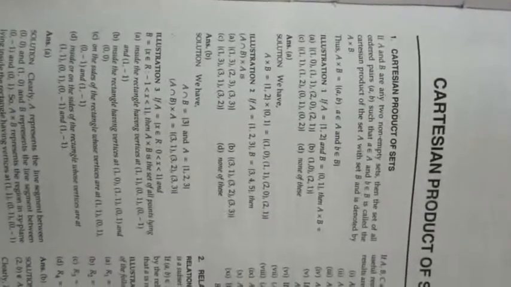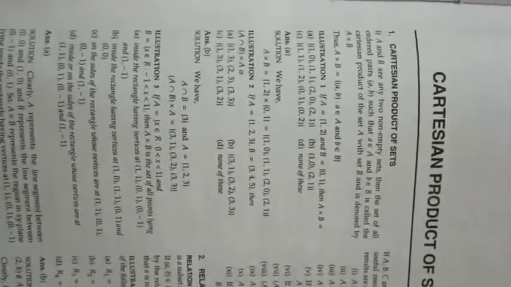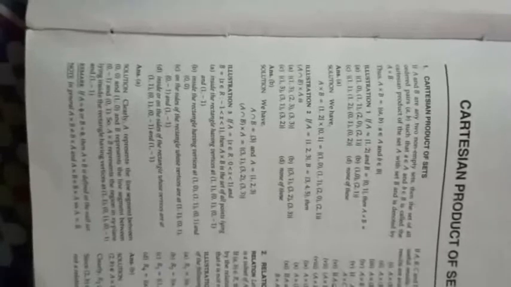Now A cross B is an empty set if and only if either A equals phi or B equals phi. In general, A cross B is not equal to B cross A, and we can check this by taking an example. A cross B contains ordered pairs (a, b) and B cross A contains ordered pairs (b, a). So (a, b) and (b, a) are not equal. They are equal if and only if corresponding elements are equal, that is A equals B.